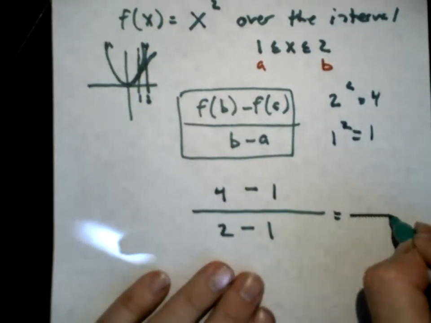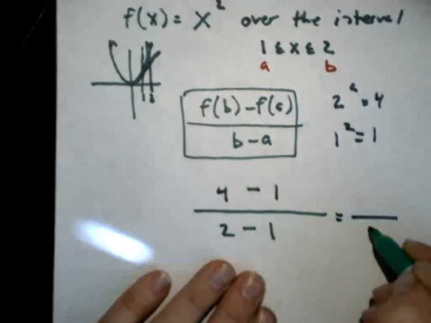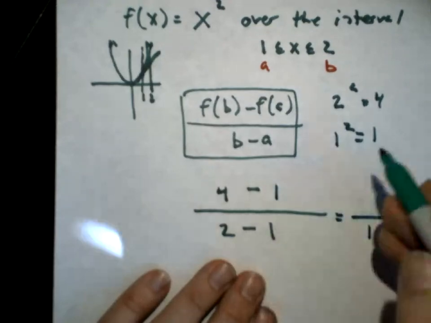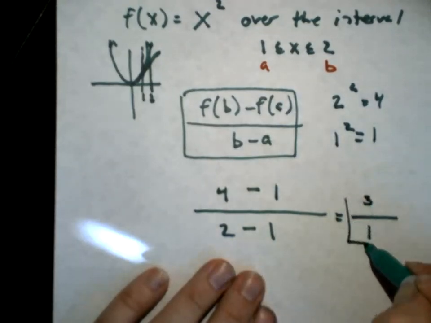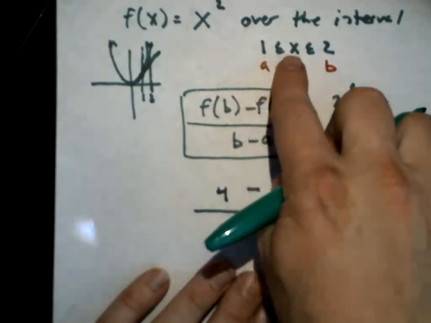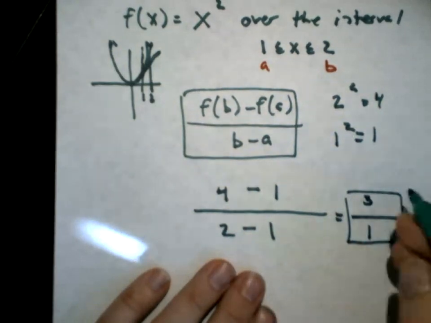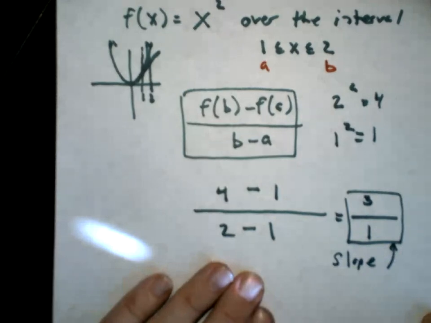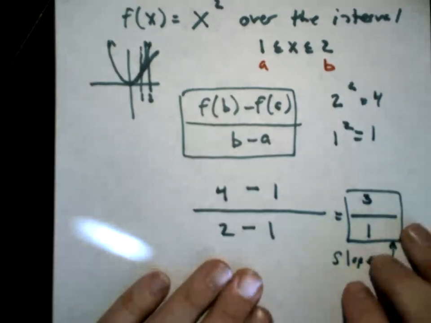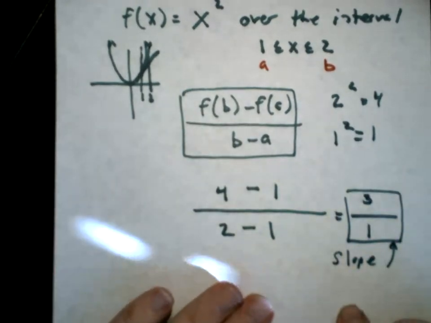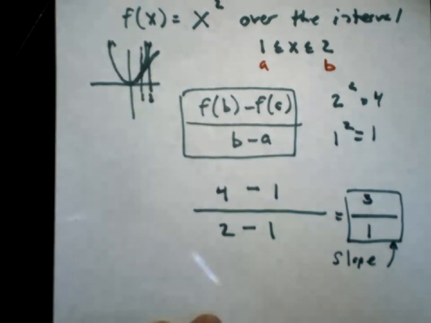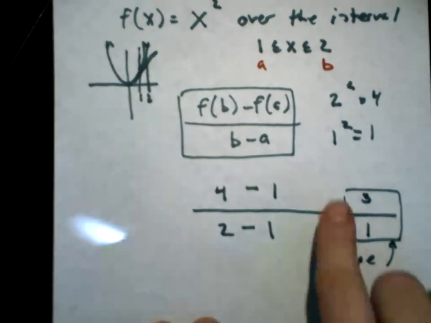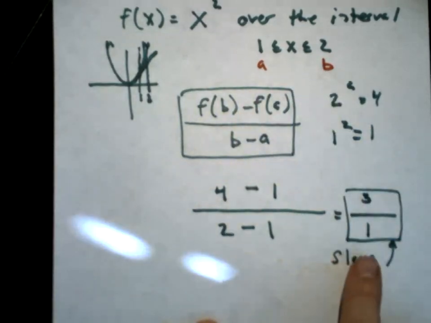So now go ahead and do some work. 2 minus 1 is 1. 4 minus 1 is 3. So it looks like between 1 and 2, you have a slope of 3. Now, you should put these in words, but we're going to do that later because that's the part we need to explain. This is the math part of this. So from 1 to 2, the slope is 3.